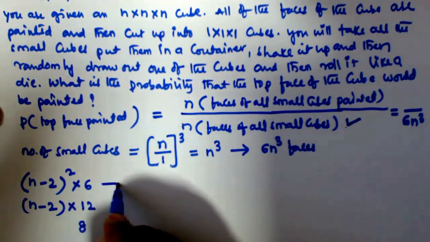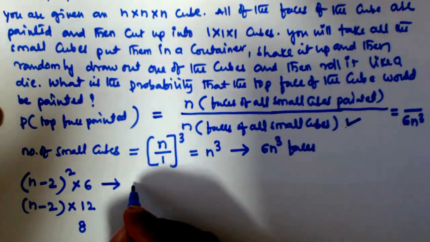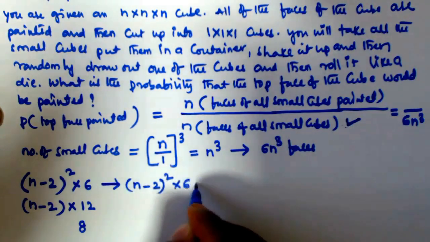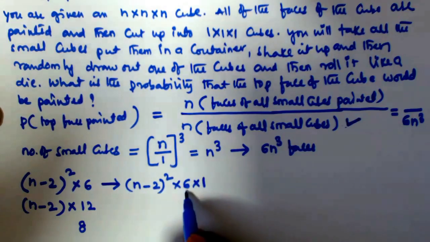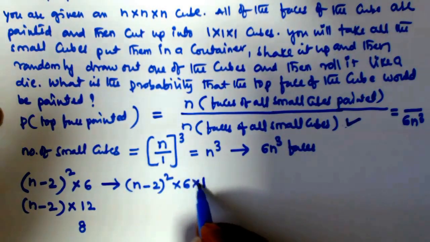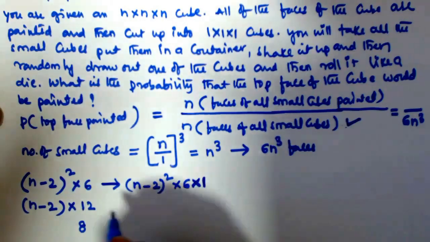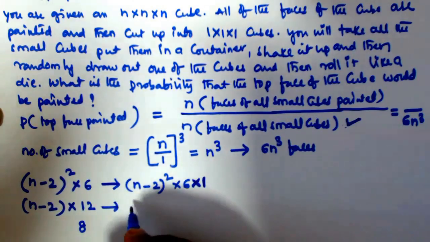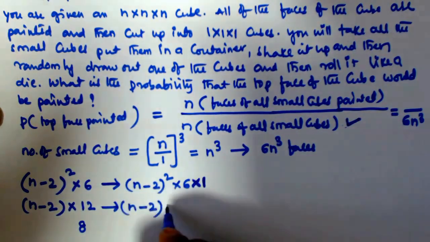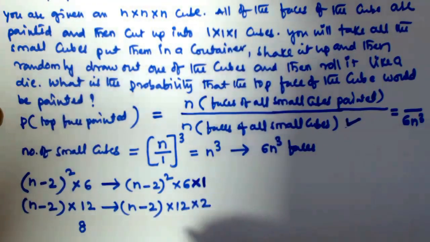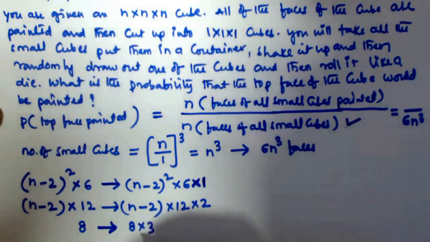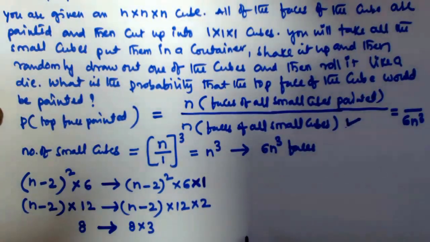So this one will give the total number of cubes which are painted on one side, and the number of painted faces is given by (n minus 2) square into 6 into 1. Why? Because one side is painted, that's why I am multiplying this with 1. This one gives the total number of cubes painted on two sides, so I multiply it with 2 to get all the faces which are painted. And 8 gives the total number of cubes painted on 3 sides, so I multiply this with 3 to get the total number of faces painted.